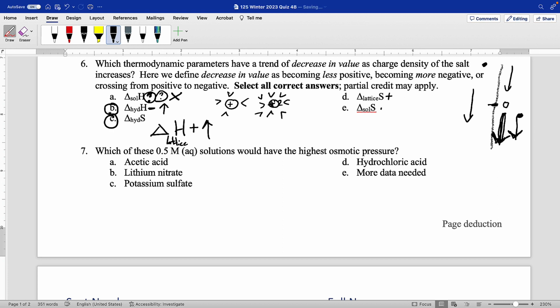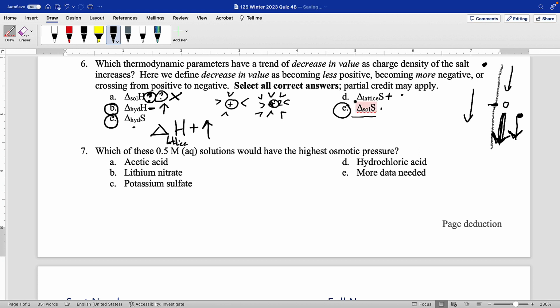All right, so remember the entropy of solution, we said we could break into two pieces. We could break it up into lattice, and we could break it up into hydration. If we add those two, we get this. So one of those pieces does not have a trend. The other has a trend of more and more negative values, which means this is going to have a trend too.